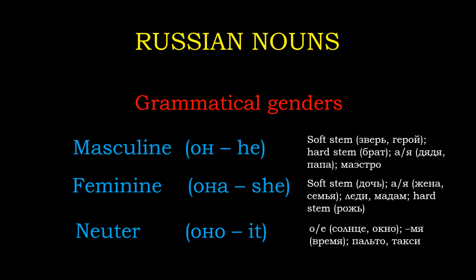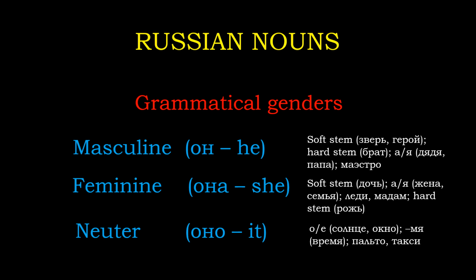Feminine nouns. We include most nouns with а and я at the end. For example, семья. Some nouns with soft stem at the end, excluding й. For example, дочь. Nouns with hard ж and ш, which we've been talking about when I mentioned masculine nouns, but in such nouns at the end must be a soft sign. For example, рожь. Also, some words we don't change.